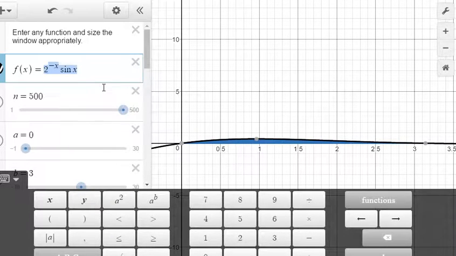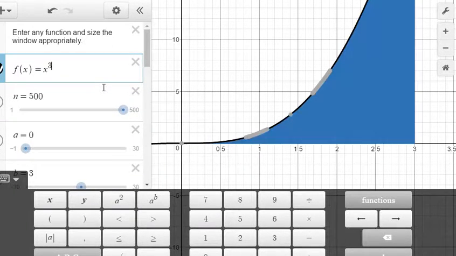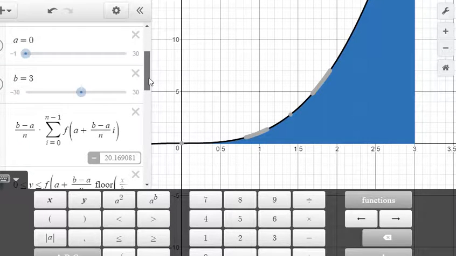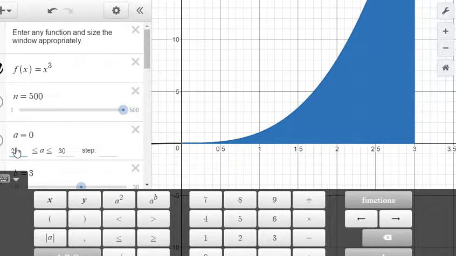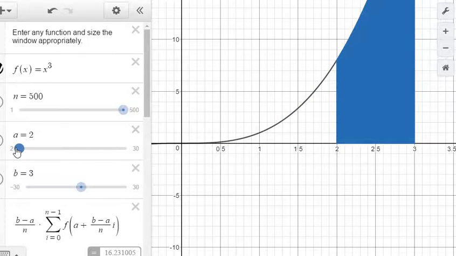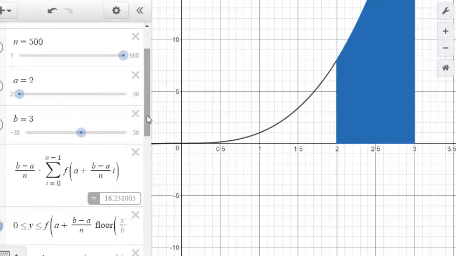So let's change our function here. x cubed. Currently, I've got as my lower limit 0 and my upper limit 3. Well, the lower limit that we want here is supposed to be 2. So let's make that a 2. All right, so there's my lower limit. And let's see what happens when I change my upper limit.